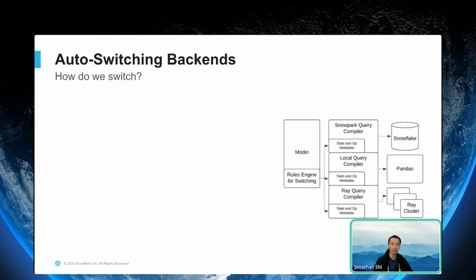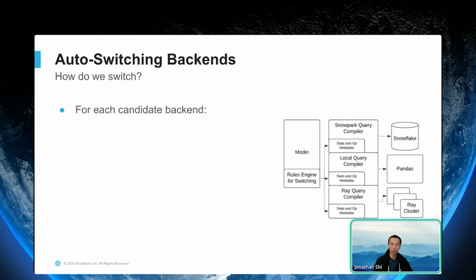Modin will then pass essentially a compiled version of these API operations down to a query compiler specific to each query engine that we support. For example, we have the Snowflake Snowpark query compiler, which is responsible for translating the pandas API operations into SQL that's then run on Snowflake. We have the local query compiler, which is responsible for essentially translating pandas API calls transparently back into native pandas execution. And we have the Ray query compiler, which takes pandas API calls and submits them as operations to the Ray cluster. The query compiler is responsible for interfacing between the pandas API interface and each respective execution engine.